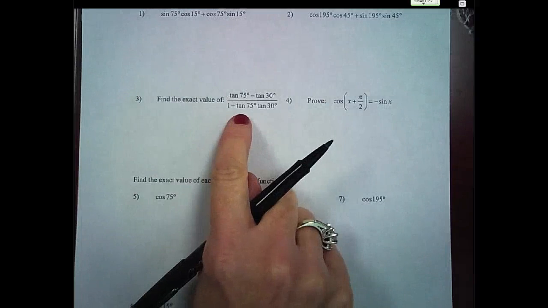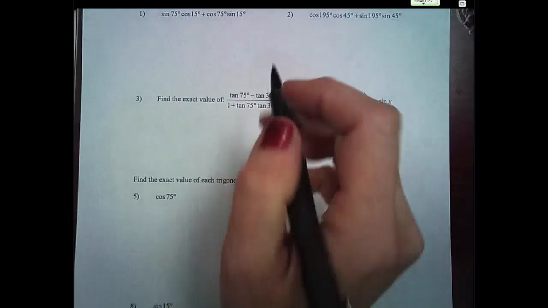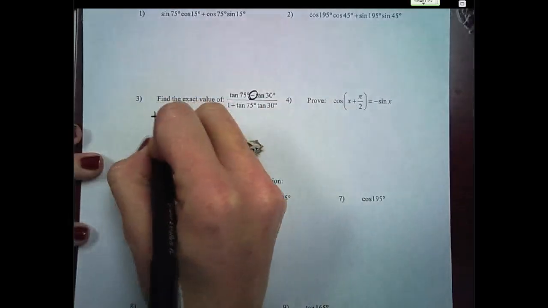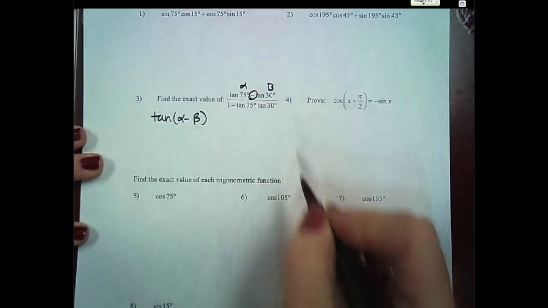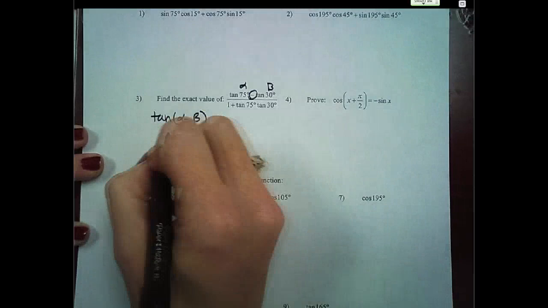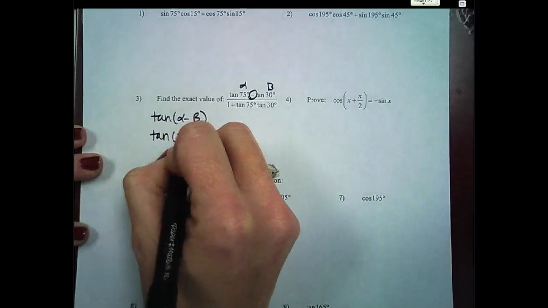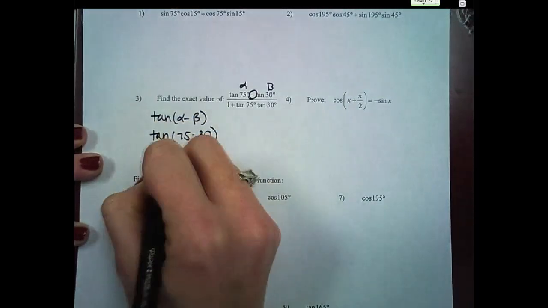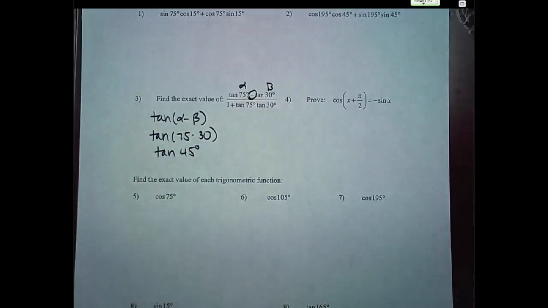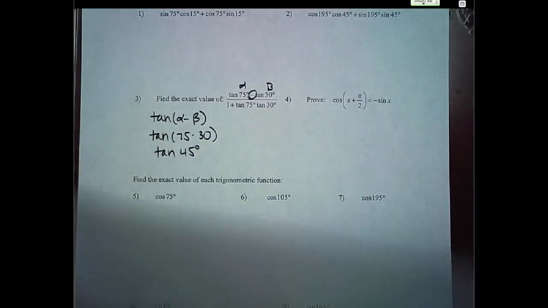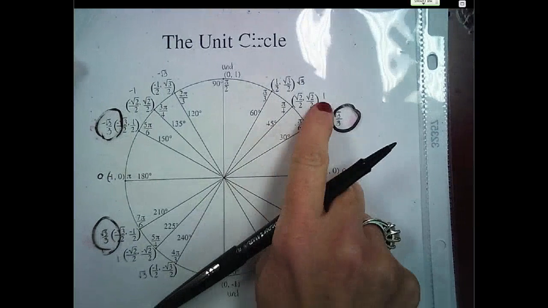Okay, this is the expanded form of, there's a minus here, of tangent alpha minus beta. Well, 75 is alpha and 30 is beta. So this is actually just like saying tangent of 75 minus 30, which would be tangent of 45 degrees. And then you can look at your unit circle. If your answers to numbers 1, 2, and 3 are on the unit circle, you can take it one step farther. Here's 45. The tangent value of 45 is 1. So the answer then would be 1.